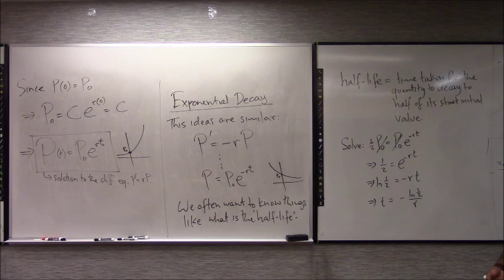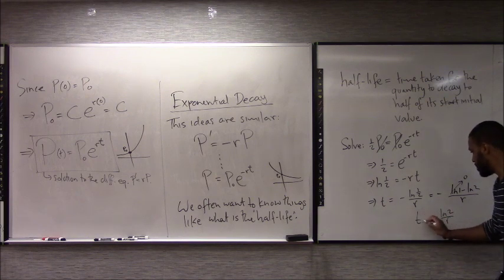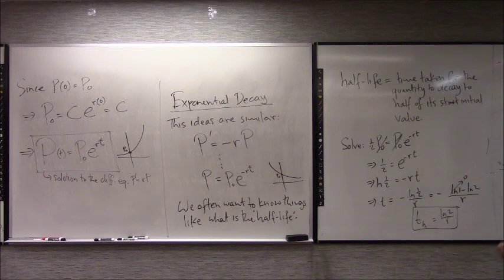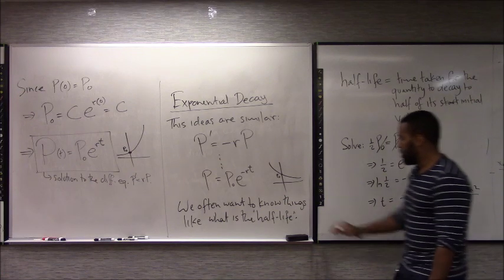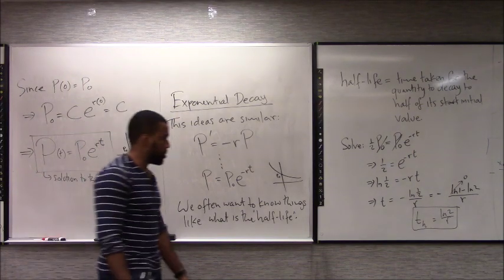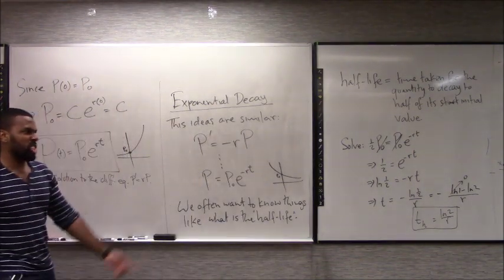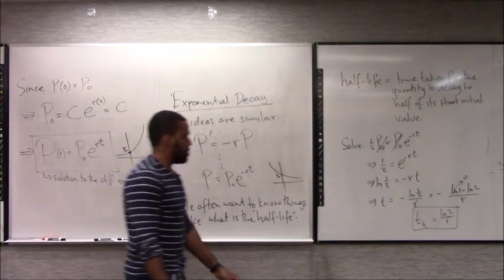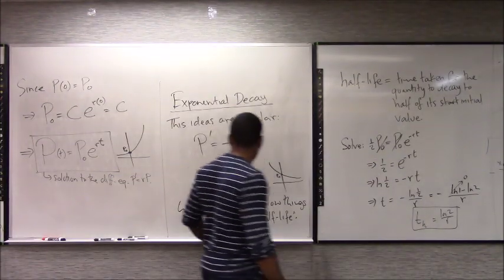Can you rewrite ln of 1 over 2 as ln of 1 minus ln 2? Mm-hmm. So we can do that. Ln of 1 is actually 0, so we have minus minus ln 2, we get ln 2 over r. So the half-life t sub h is ln 2 over r. Similarly, how long will it take to have a third of the original value? ln 3 over r. How long will it take to have a fifth of the original value? ln 5 over r, etc. But half-life and doubling time are very common things to ask for decay and growth, respectively. We measure a lot of things in terms of half-life. But the equations are actually quite similar.